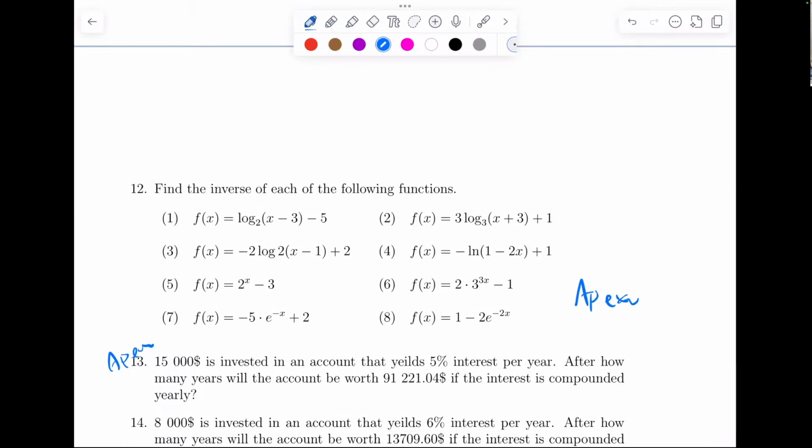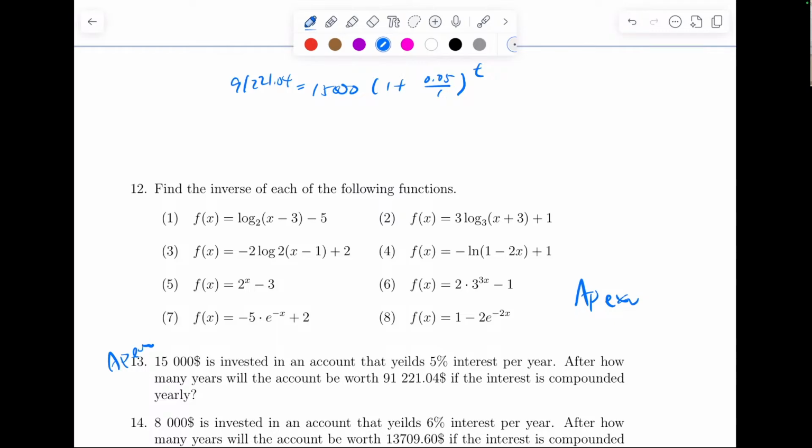So this $1,500 is the current value, and times 1 plus R is the interest, so it'll be 0.05. What is n in this case? 1 to the what? N, which is 1, and t is equal to 91,221.04. So now you got to this part.